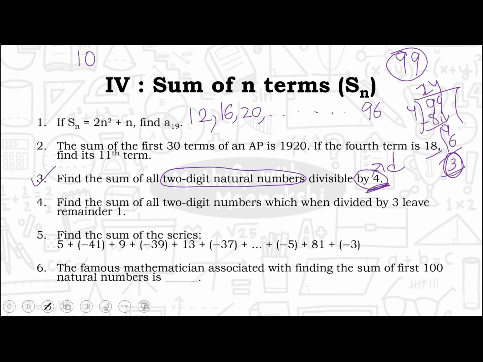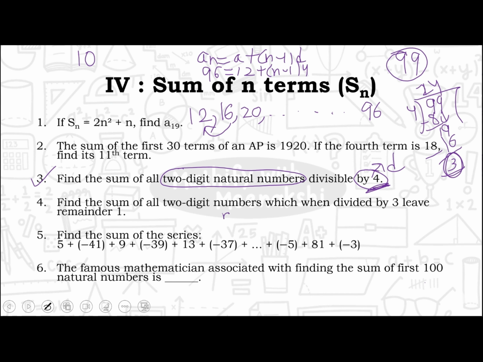But first, what should you know to find the sum? You should know N. So what is N here? That we will find using the formula An equals A plus N minus 1 D. So let's use this formula to find N. An is 96. A is 12. 12 plus N minus 1 into D. For D, you have to see reverse subtraction. That is again 16 minus 12. That is 4.